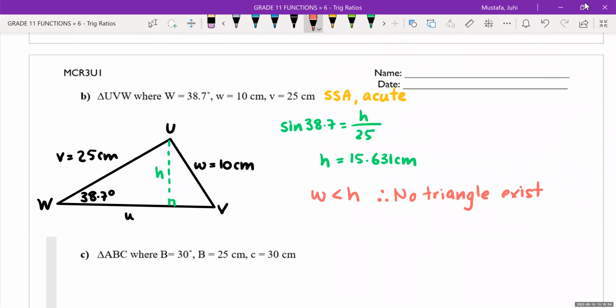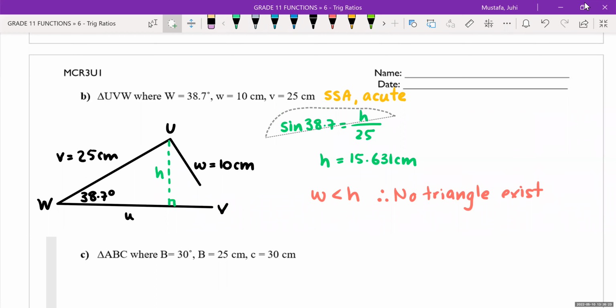And the majority of your questions will just be no triangle exists, because there's so many scenarios. It's just very rarely you'll end up with one triangle or two triangles. By the way, you guys, to show that no triangle exists, you do have to go back to your diagram because it's not accurate, and you do need to erase part of the line to show that side length w is actually not as long as side length h. It falls short, and that's why no triangle exists.